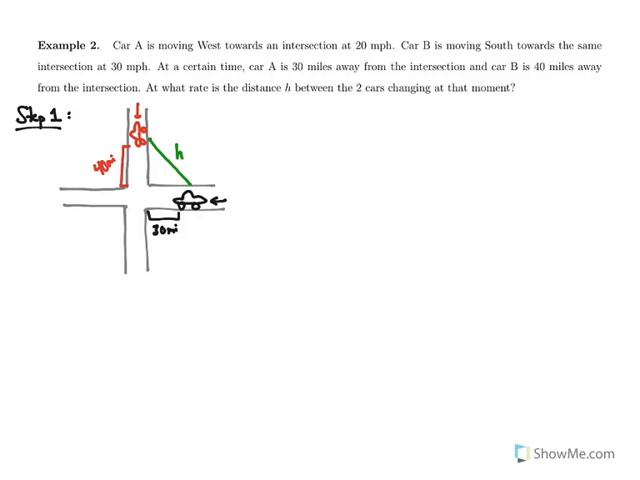So we need to define our variables, what's actually going on here. One of our variables is kind of defined for us. H is the distance between the cars, between car A and B. And note that this is what we are trying to find. We're trying to find dH/dt. The other variables are a little more hidden, but we're going to try to explain what they are. The first one, x, is the distance from car A to the intersection.